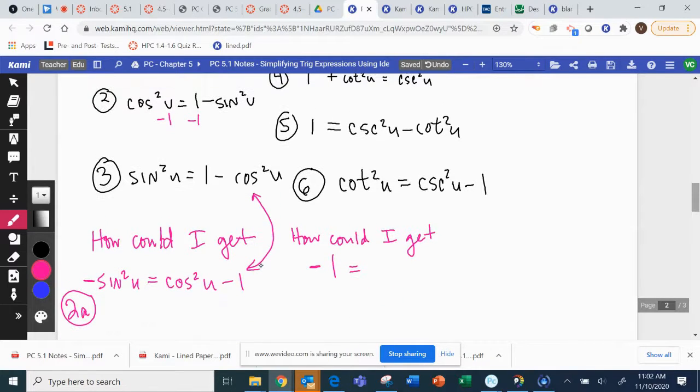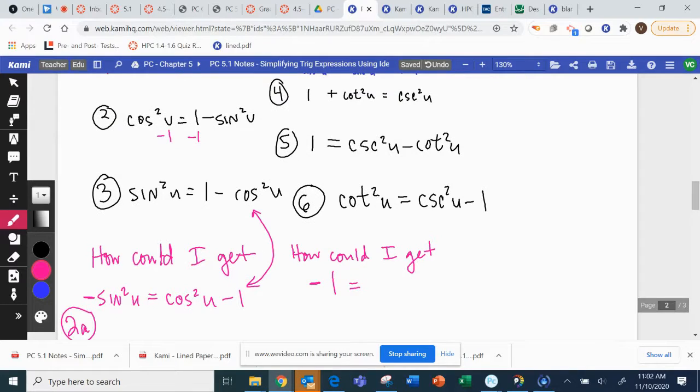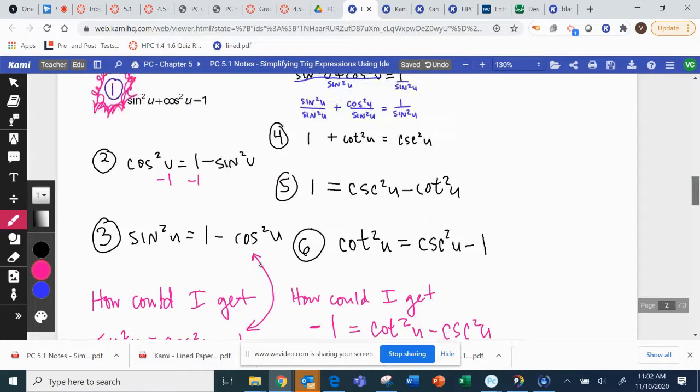Okay. Now, can anybody see in equations 4, 5, or 6 how I could get negative 1 just by itself? Sarah Penny, do you see that? If I use equation 6 and I subtract the cosecant, then I will have cotangent squared u minus CSC squared u, and that would equal negative 1. Perfect.